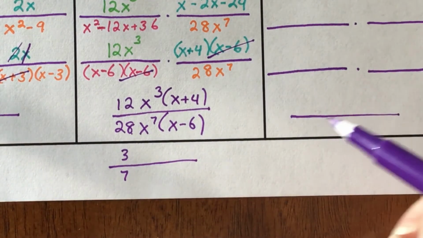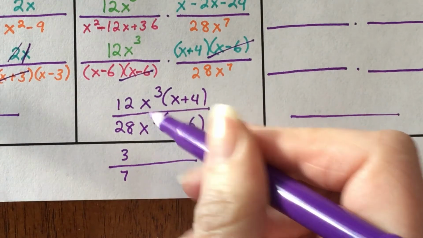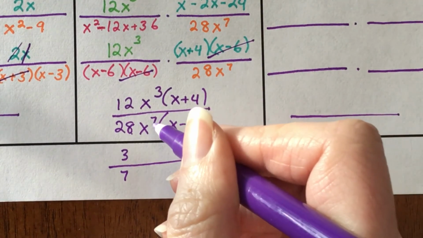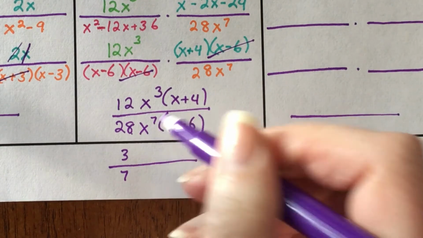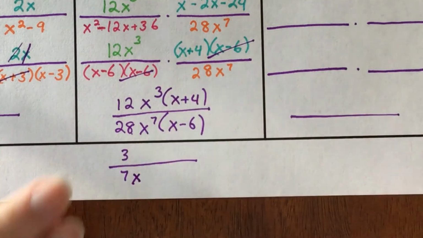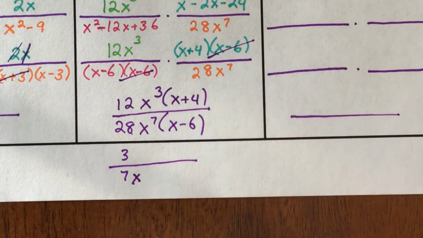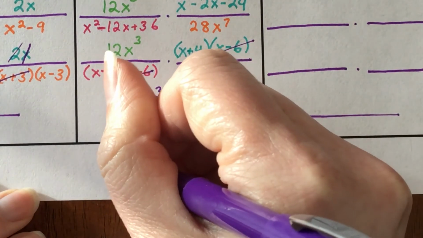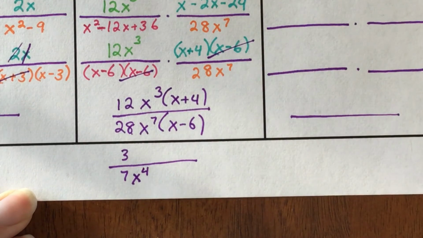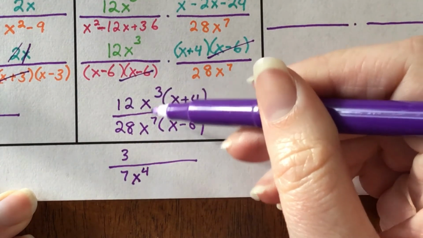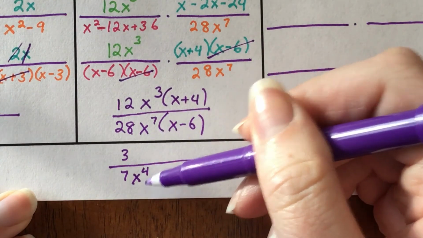Okay, then the x's. They will cancel a little bit as well. The bigger exponent is on the bottom, so we're going to put an x on the bottom. And then we subtract those exponents. 7 minus 3 is 4, so give that x a little exponent of 4. So we've taken care of the coefficients for the 3 over 7. We've taken care of these x's, that's the x to the 4th.